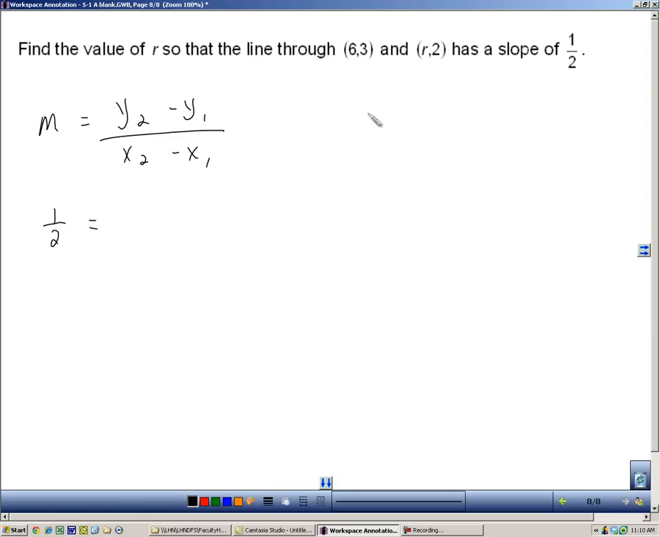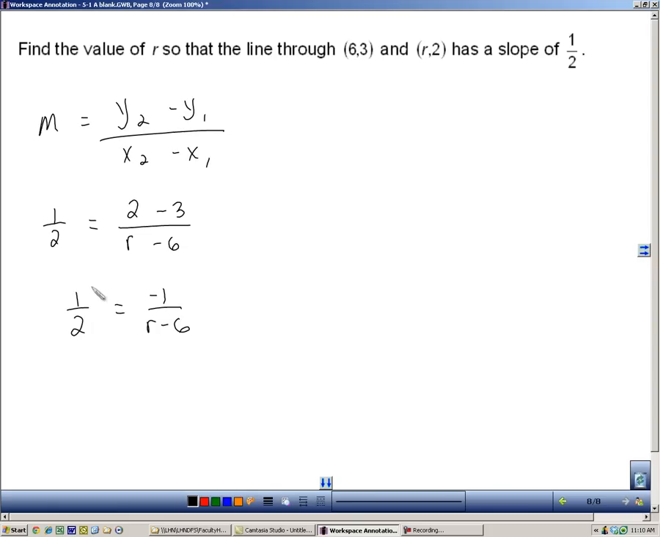Now I have to subtract the two y values. I'm going to start with the second one. So 2 minus 3. And now because I did the 2 first, I have to use the r first for my x value, r minus 6. Now rewriting this, it's a negative 1 over r minus 6. Now this is called a proportion. Whenever you have two ratios that are equal to each other, it's a proportion.